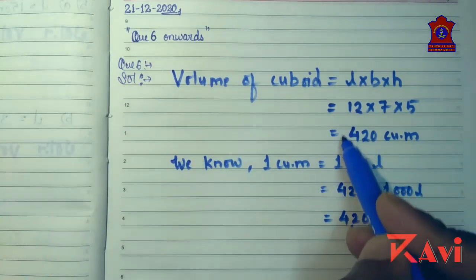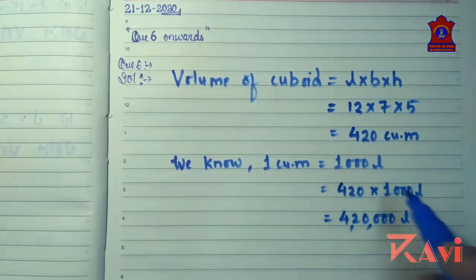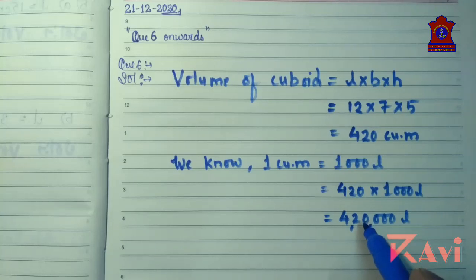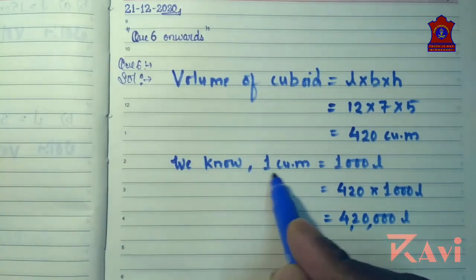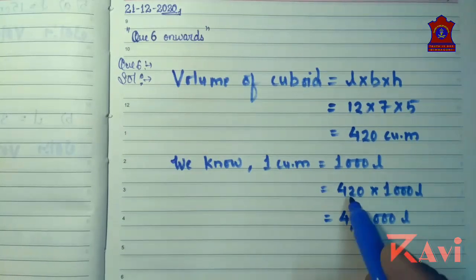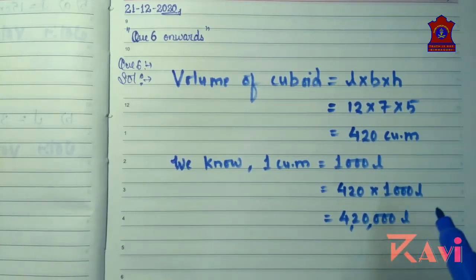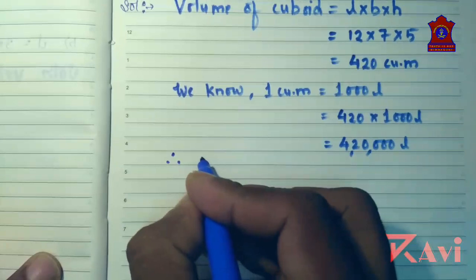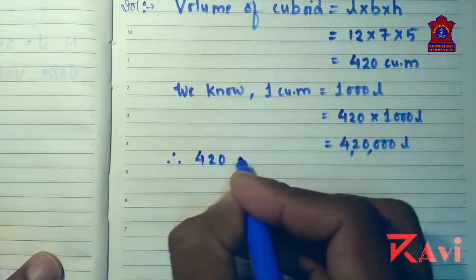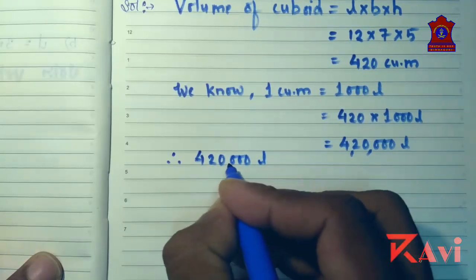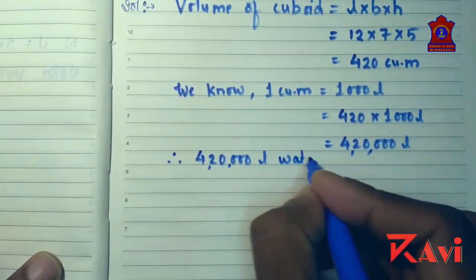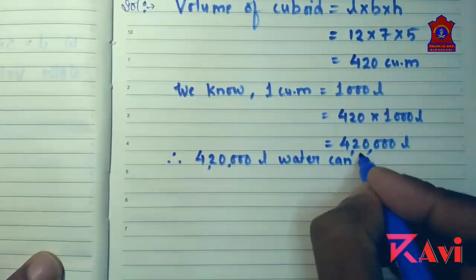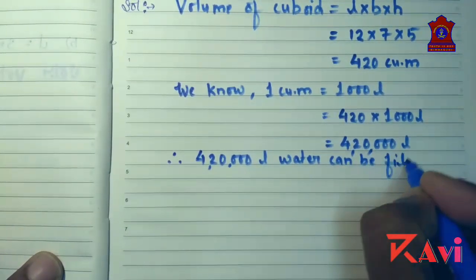This part is not mentioned in the book, but the question is asking this only. And see at the back, this is the answer given. So what we will do is go up to this. You have to keep in mind 1 cubic meter equals to 1000 liter and multiply like this. In your book the answer is given like this, but the real answer is this. So don't worry about it. Therefore, 4,20,000 liter water can be filled in the tank.